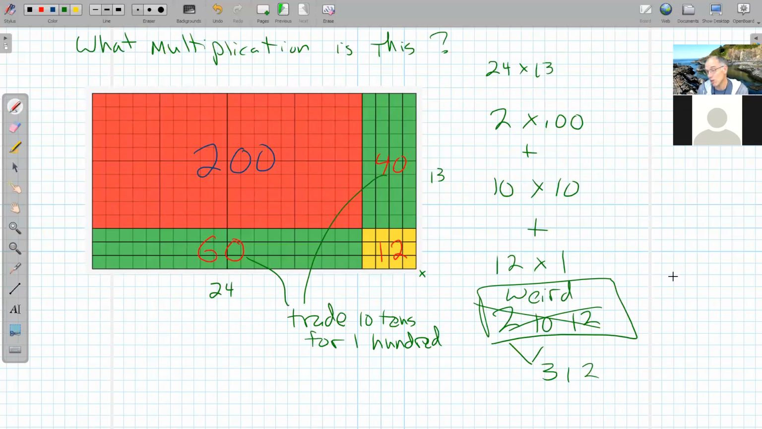Now, it might not be weird to little kids. They look at that and say, what are you talking about? There's 10 tens there, right? And there's 12 ones. Stop messing with me. But our number system doesn't work that way. We're very used to it. We kind of take it for granted.